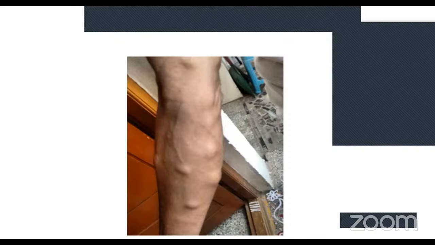And see, what are the complications? It can get calcified, it can get saponified. Fat can get saponified, calcified. And I told you, retroperitoneal lipoma can go for myxomatous, sarcomatous change, and myxomatous degeneration can occur.